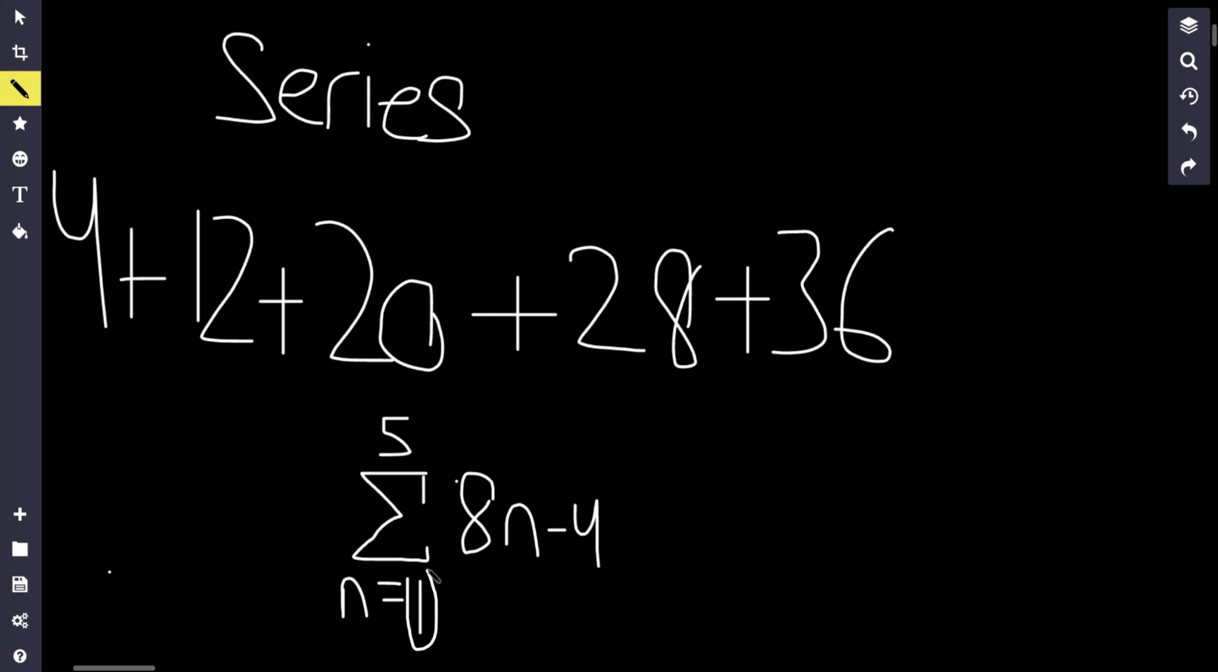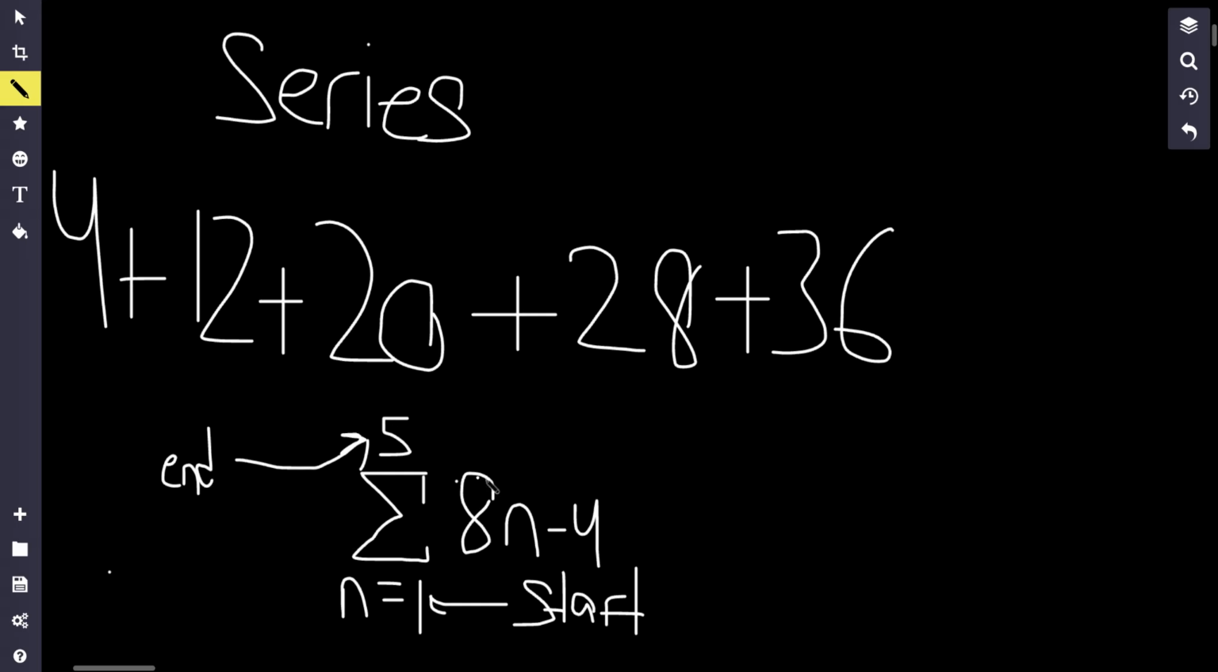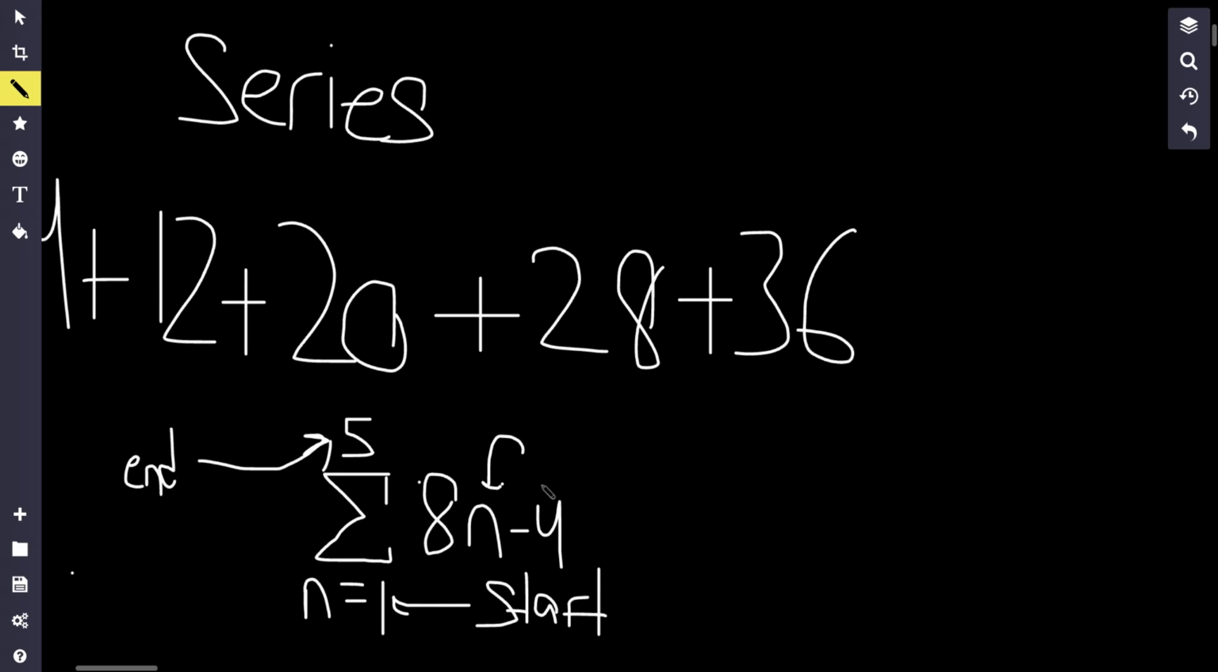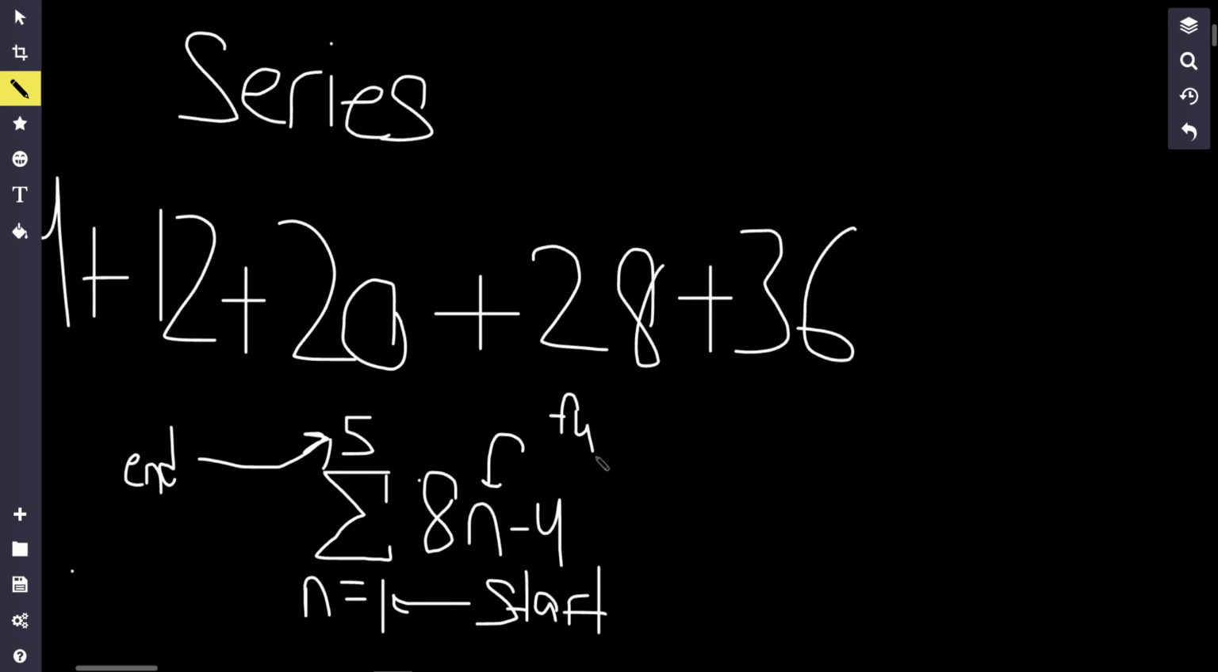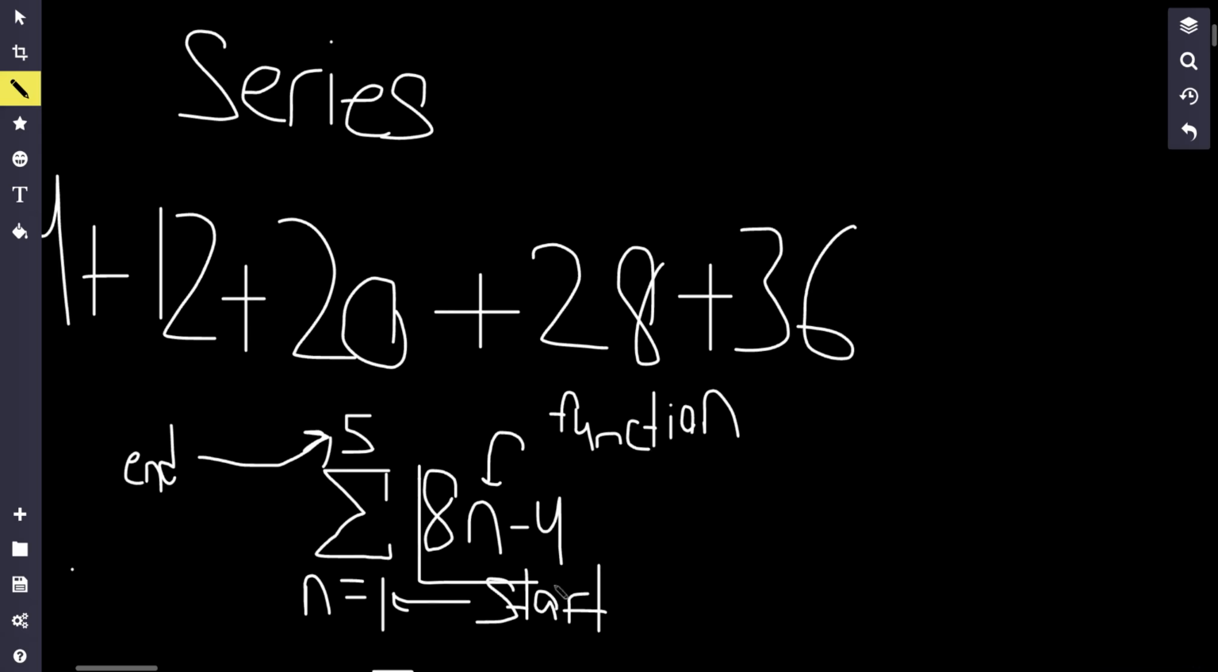So, when you have n is equal to 1, n is just some sort of variable, okay? So, we start at n is equal to 1. You can think about this 1 as our starting point, and then n is equal to 5 is our ending point. And this right over here, you can think about as sort of like a function, okay? So this 8n minus 4 is sort of like a function.